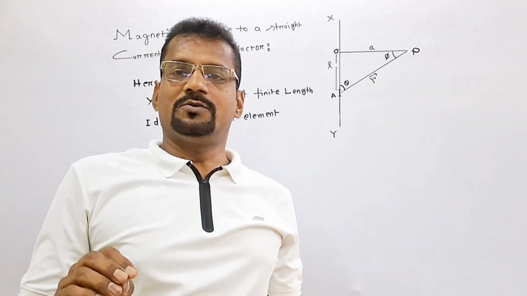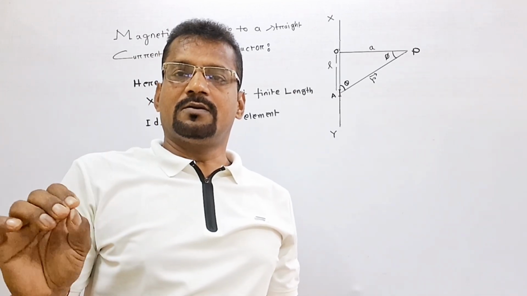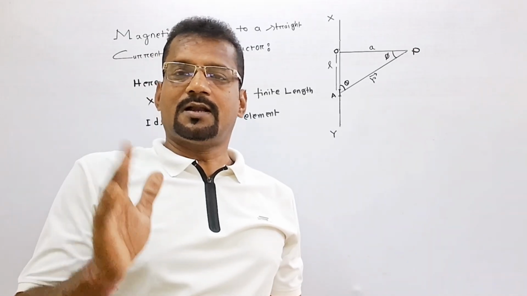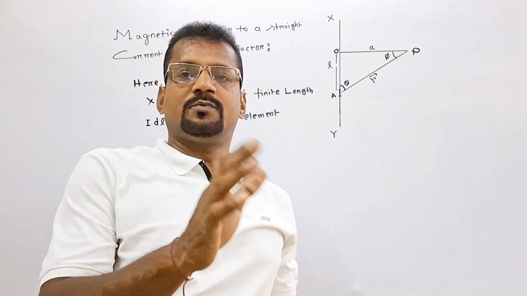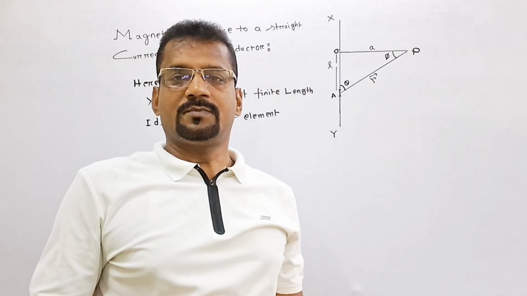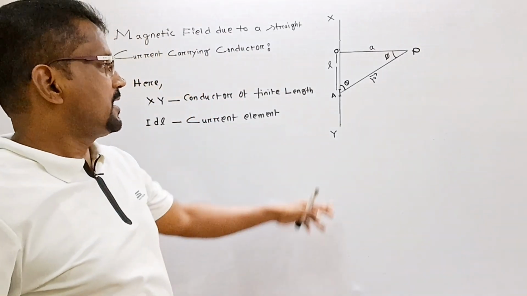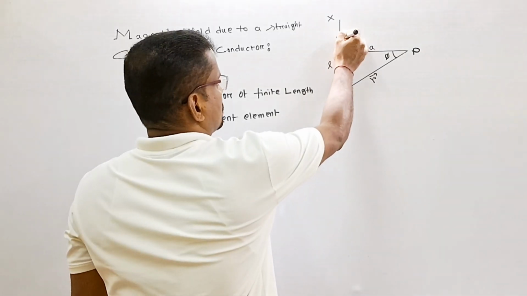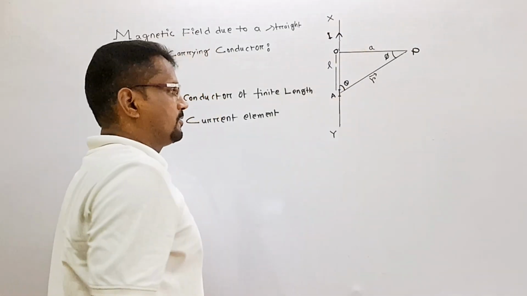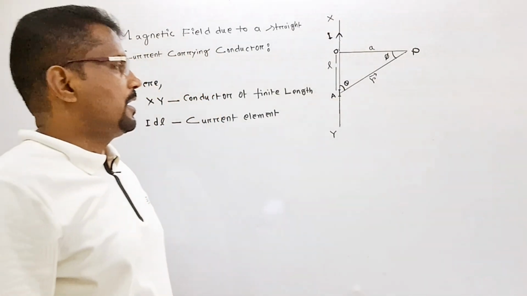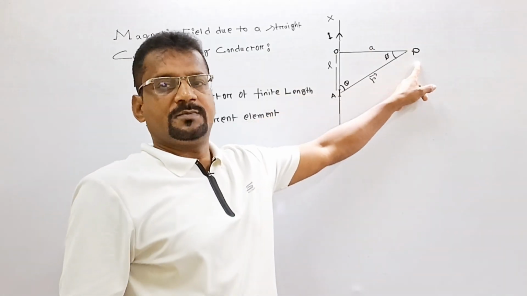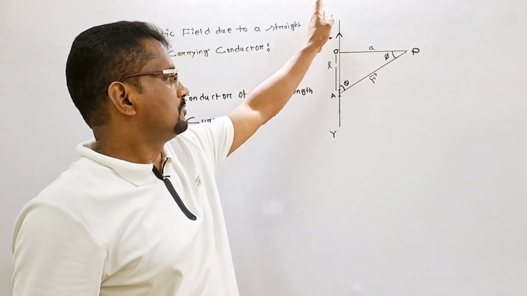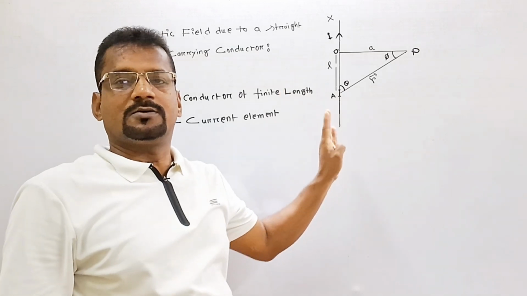And we are going to use the Biot-Savart law in order to find out the magnetic field due to a current carrying conductor at some point P in space. For this, say XY is a current carrying conductor. Say I current flows in the conductor and P is any point in space. Let us drop a perpendicular from P to the conductor.